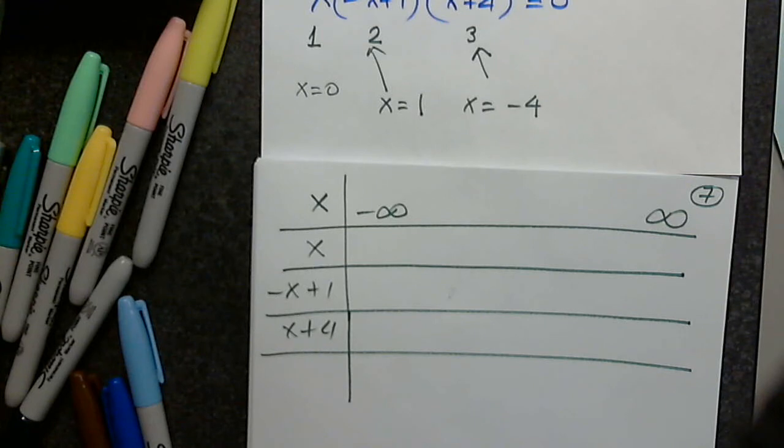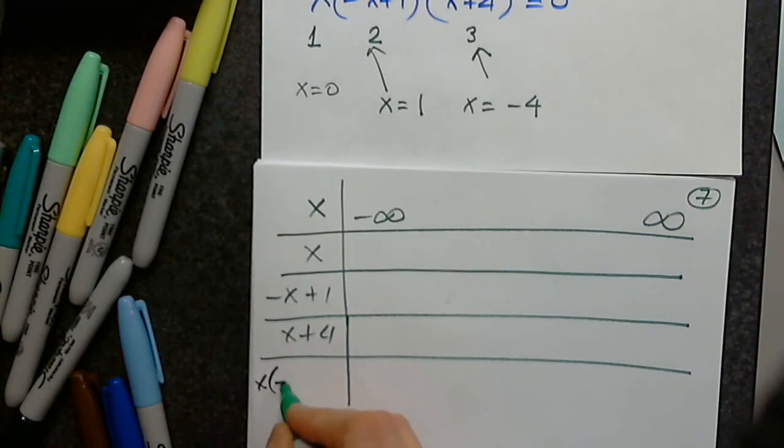The whole thing, right? So I take it piece by piece. I study what happens to x, I study what this one does, and I study what this one does. But I'm not interested in those pieces. I'm interested in putting everything together. So the last row is everything together: x multiplied by negative x plus 1 multiplied by x plus 4.